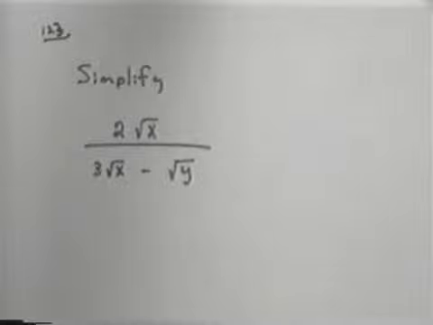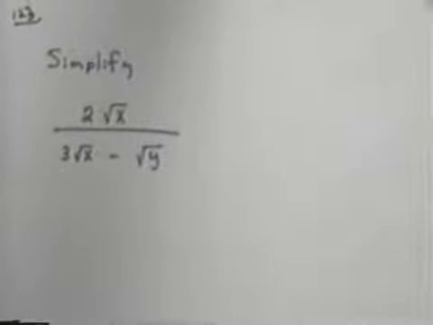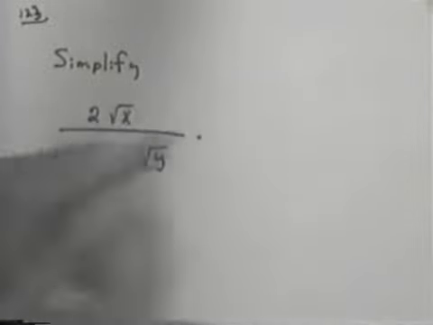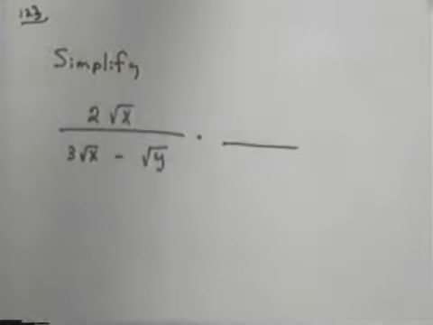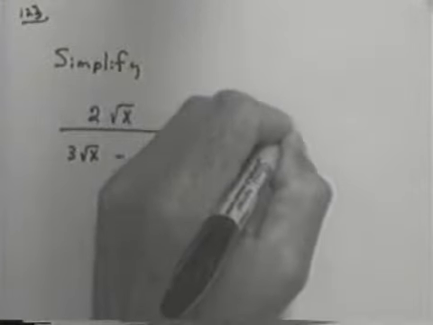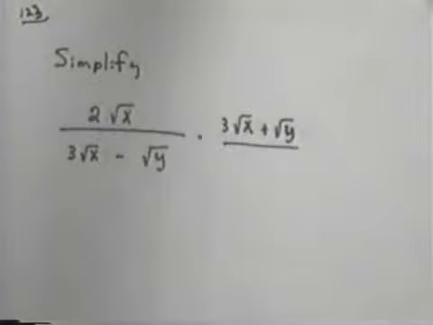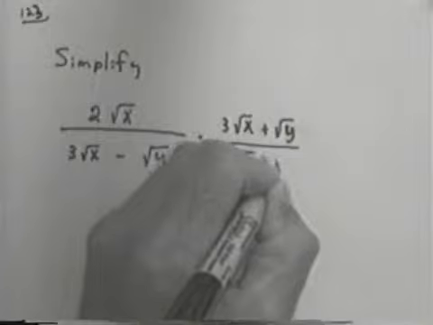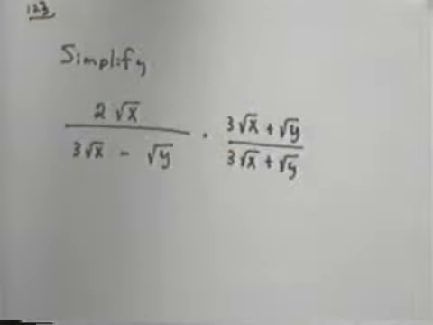Well, in order to simplify, I need to multiply both numerator and denominator by the conjugate of the denominator. The conjugate of the denominator would be 3 times the square root of x plus the square root of y. So I multiply both numerator and denominator by the conjugate of the denominator.